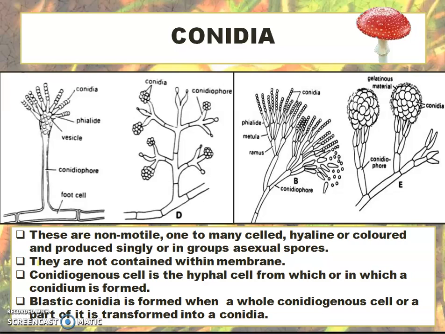Then conidia are also non-motile spores, and they are formed on the reproductive body, at the tip of the reproductive body. They do not have a covering on them, and the cells which bear the conidia are called conidiogenous cells. Sometimes the whole cell turns into a conidium. It is called blastic conidia.